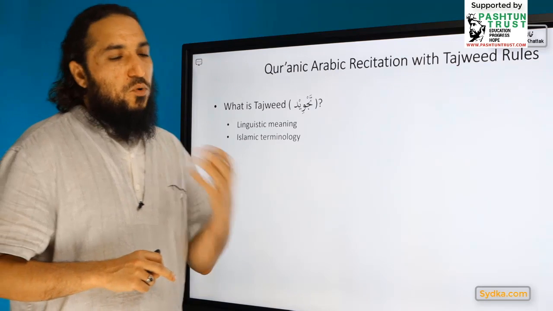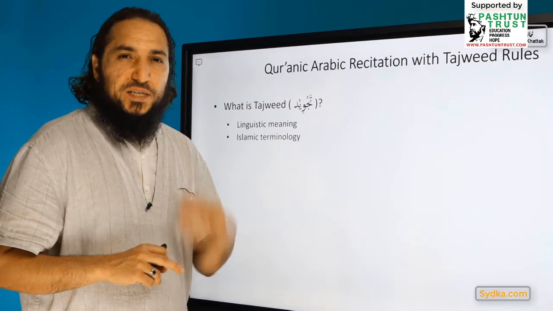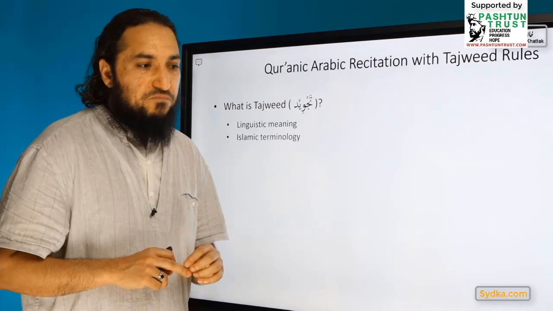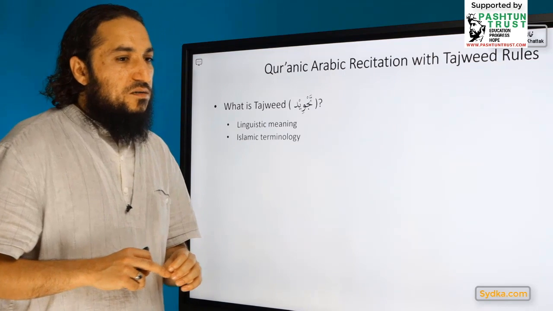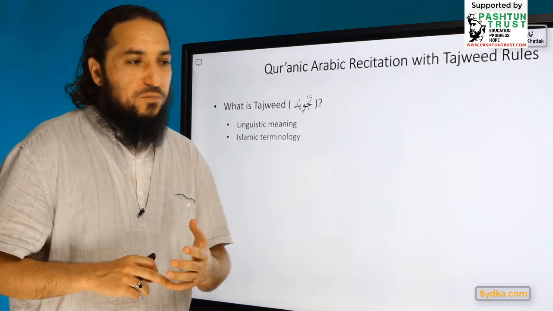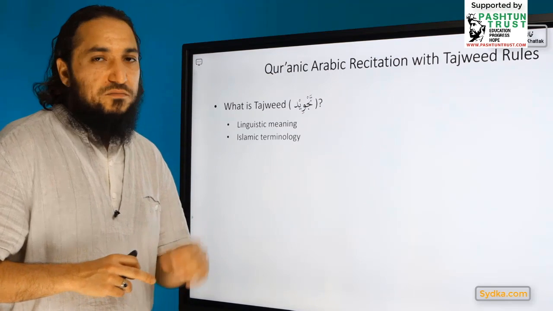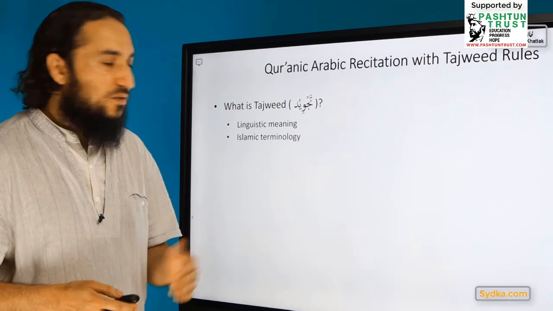If you go more specifically, that means reciting every letter with its due rights, its characteristics, how it is pronounced from each makhraj. So that's specific, if you go in more detail.